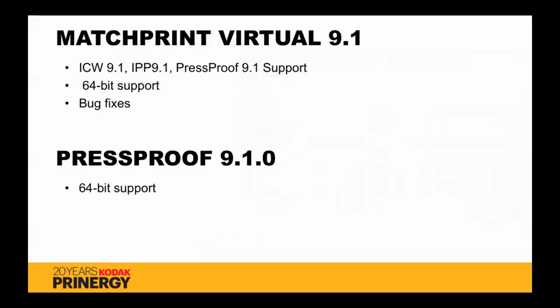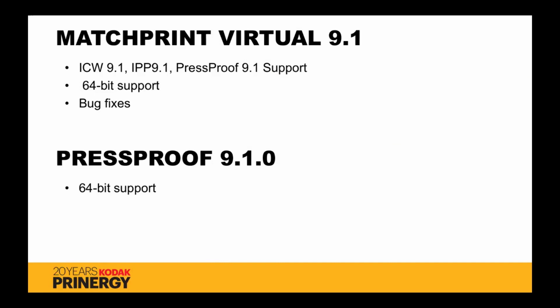All right, Matchprint Virtual. We've made big changes on Matchprint Virtual and Pressproof. Probably one of the biggest ones is 64-bit. As everybody knows, the next release of Mac OS 10.15 will be 64-bit apps only. We've already done the work, mainly because of Mac Pros. To use the proper memory, we need it to be 64-bit. So we're already ready to go when the new Mac OS comes out. So that's really good news.